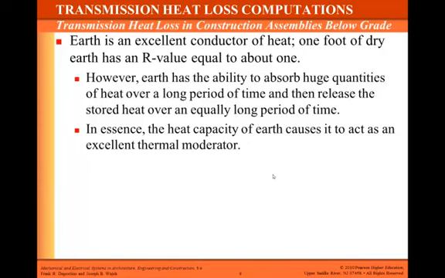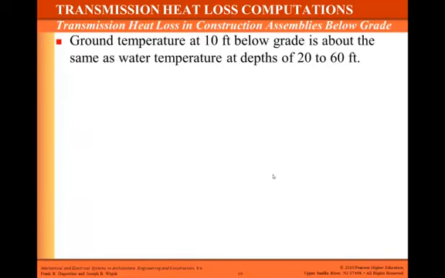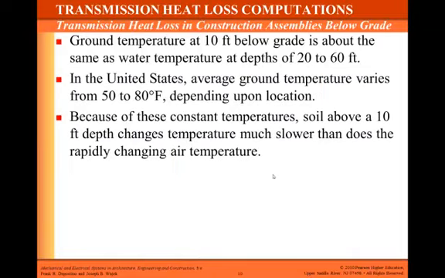Earth can be a very good insulator to the building. And as you can see in this slide, about 1 foot of dry earth has an R value equal to 1. But as you go down below grade, the earth actually has a lot of temperature changes from above grade.